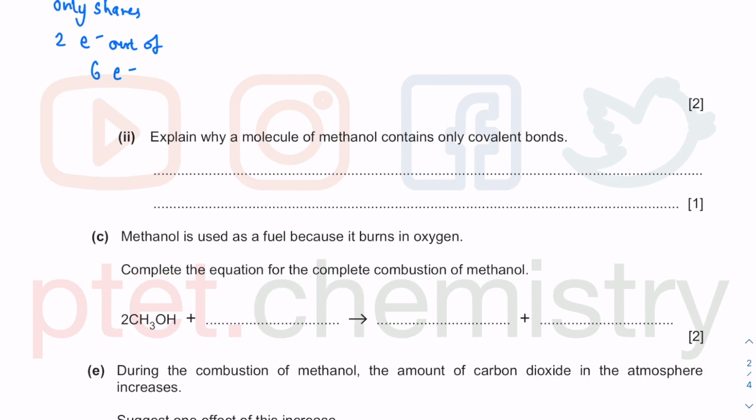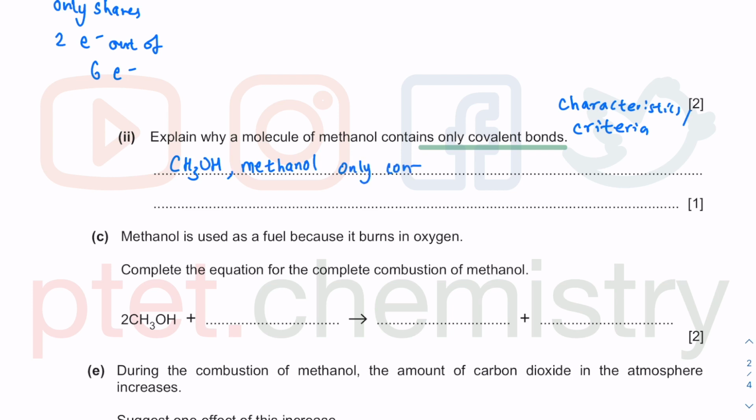Now explain why a molecule of methanol contains only covalent bonds. What is the criteria? What is the characteristic? What actually forms a covalent bond? Okay, so we can say that CH3OH, methanol, as given in the question earlier, only contains nonmetals.